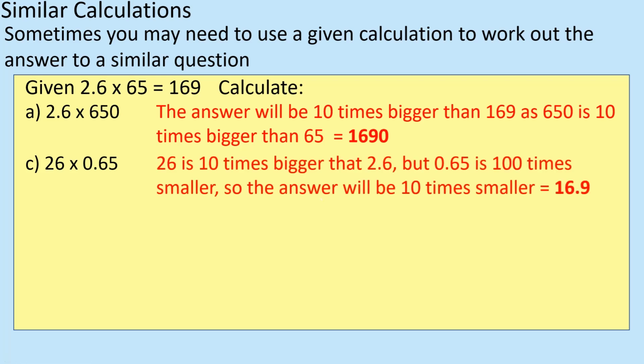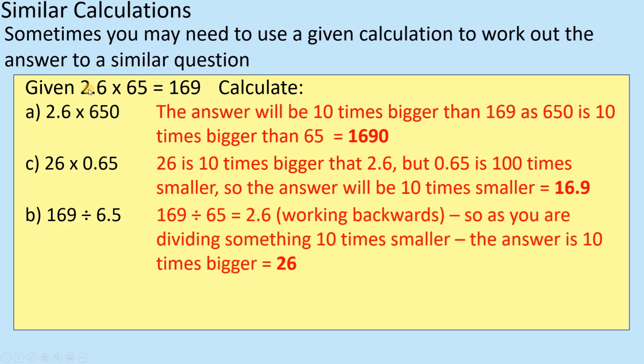What about 169 divided by 6.5? Well, 169 divided by 65 will give me 2.6. But 169 divided by 6.5, which is 10 times smaller, is going to give me an answer which is 10 times bigger. So it's going to be 26.